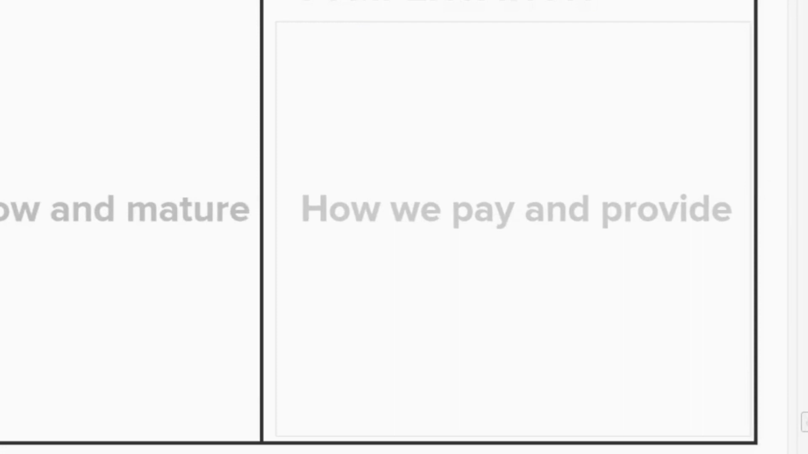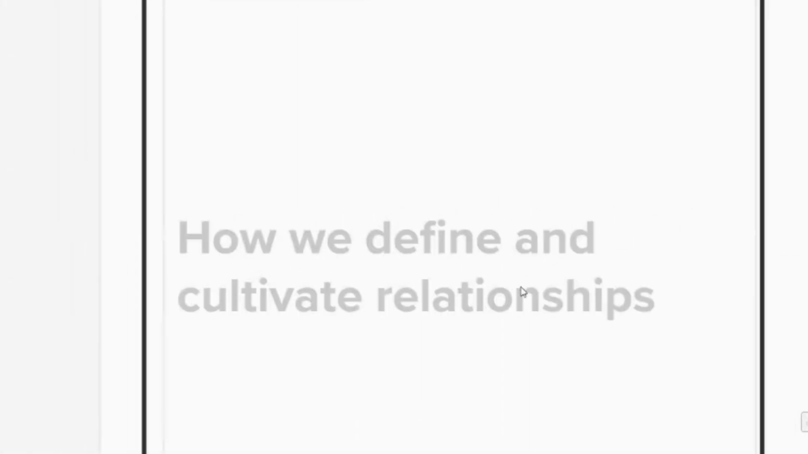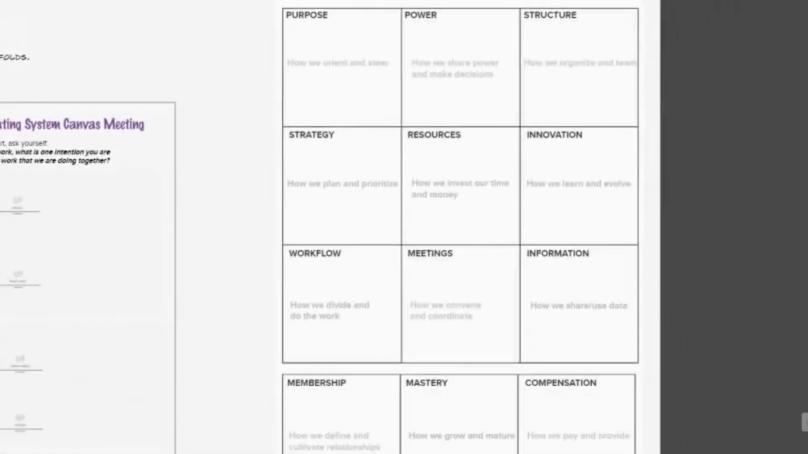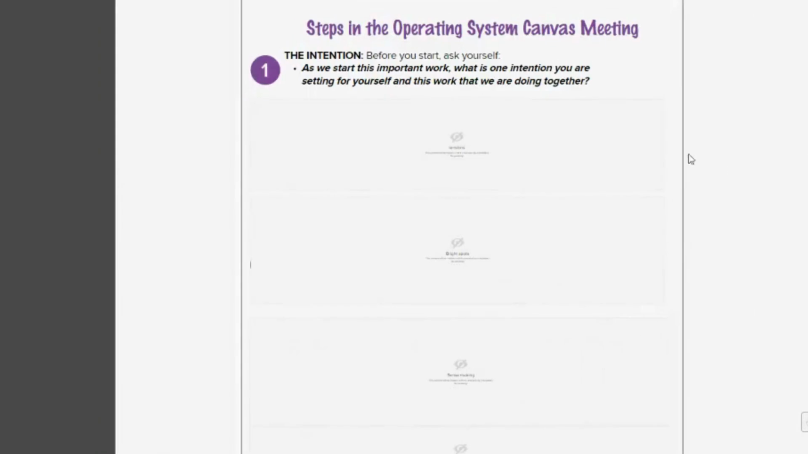Now, of course, we can do this, for example, for compensation. We can do this for relationship and membership. So overall, the canvas provides us a general area to make the culture of the organization much more concrete and clear to understand. Now, once we know and understand the canvas, here is the work that I do in the operating system canvas meeting.